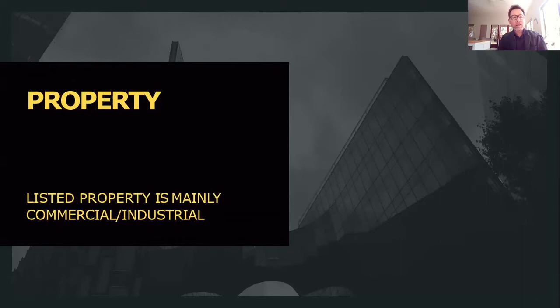Okay, so with listed property, it's typically commercial or industrial spaces. And so what listed property companies, trusts do is that they diversify across a range of different either office spaces or retail shopping centers, or either industrial spaces as well.